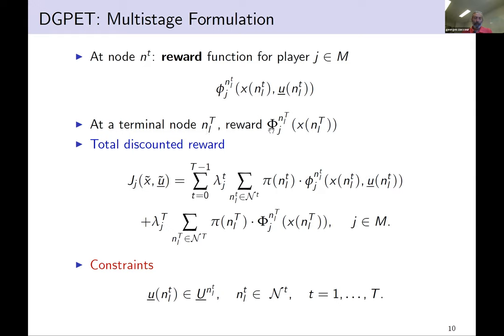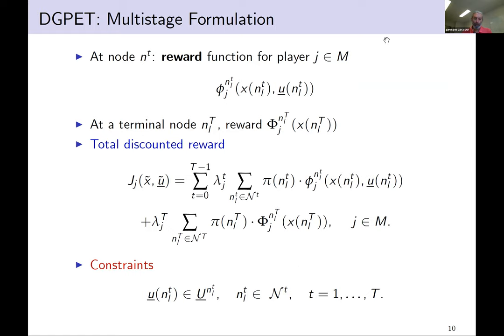Similarly, at any terminal node, I have this phi J reward function. However, here it will depend only on the state of the system. There are no more control variables here. The total discounted reward of a player depends on this very long vector of state variables and control variables, and I'm assuming here that player J is optimizing the total discounted reward. So lambda J is the discount factor of player J. And you recognize here the probability of going through node NT, the reward at node NT, plus what I'm going to get at any of the terminal nodes.